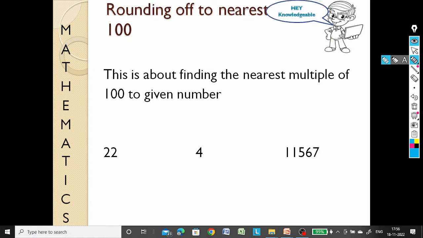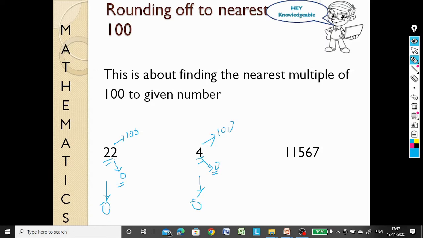The nearest multiple of 100 which is just above 22 is 100. The multiple of 100 which is just below 22 is 0. And 22 is nearer to 0, so it will be rounded off to 0. Same applies to 4 also. The multiple of 100 just above 4 is 100, and just below 4 is 0. And 4 is nearer to 0, so it will be rounded off to 0.